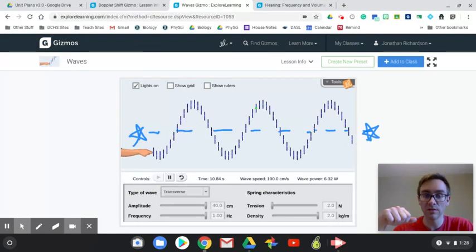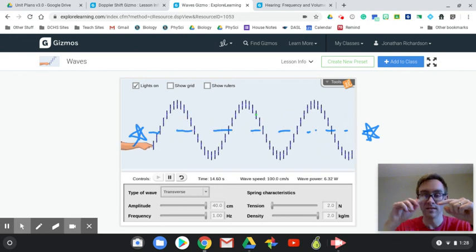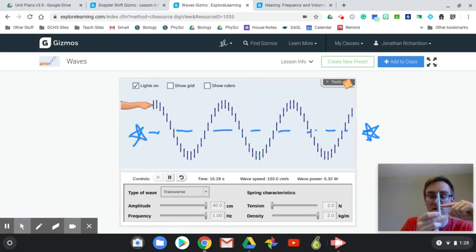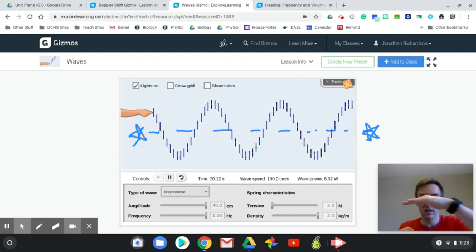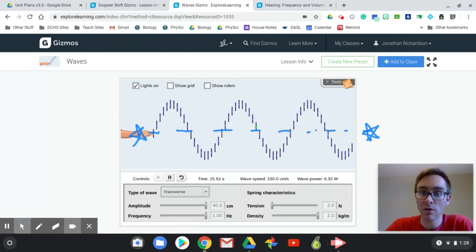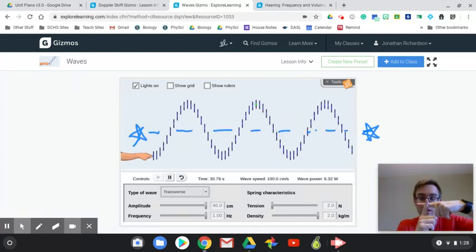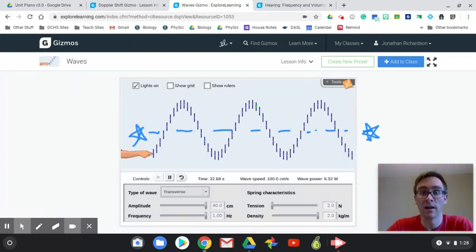I'm transporting in one direction, but notice that the actual motion of the hand is going up and down. Since the energy is moving one way and the hand motion is moving the other way, this is what we call a transverse wave, where the wave particle motion and the wave energy are perpendicular, or at right angles, to each other. Doesn't matter which way you go, but they're always at right angles.